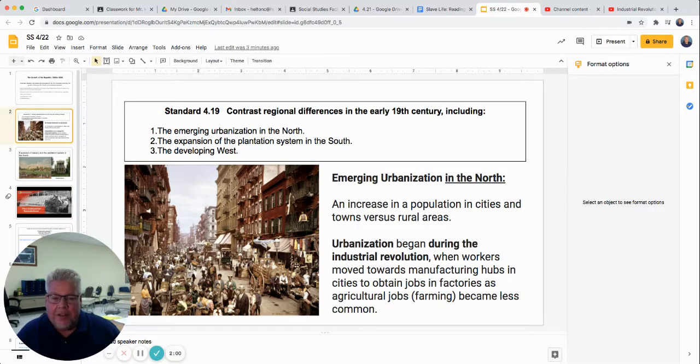So in the North, there's a big emphasis on factories.